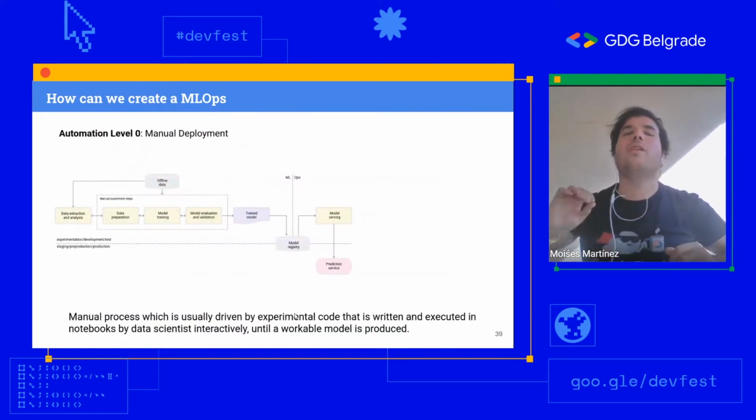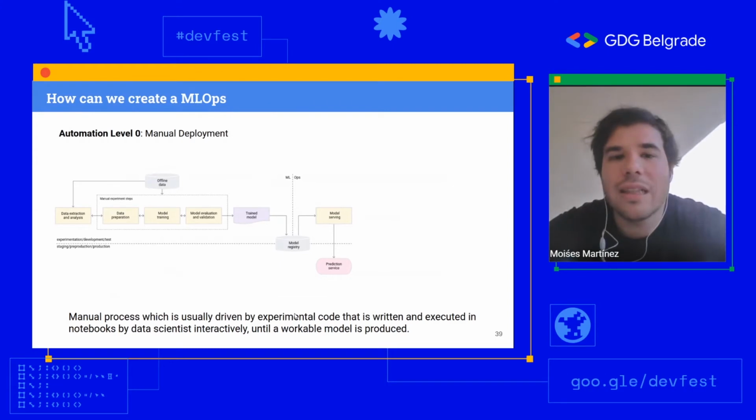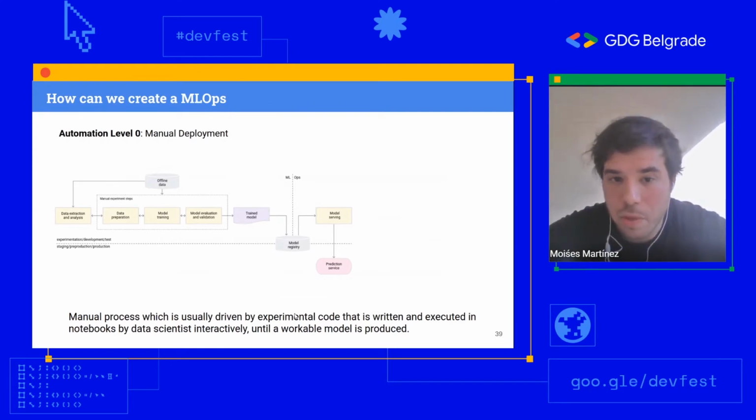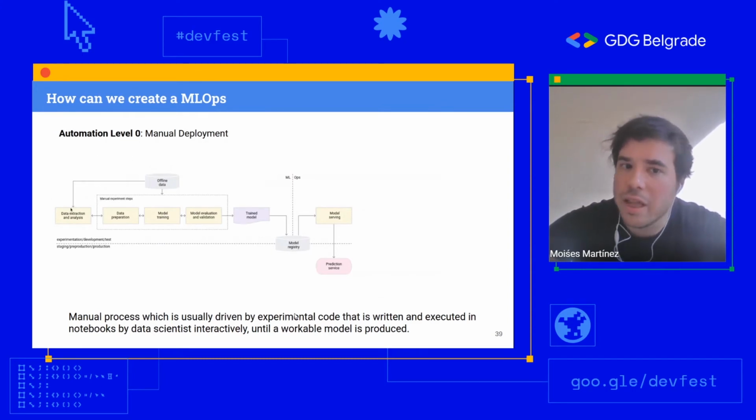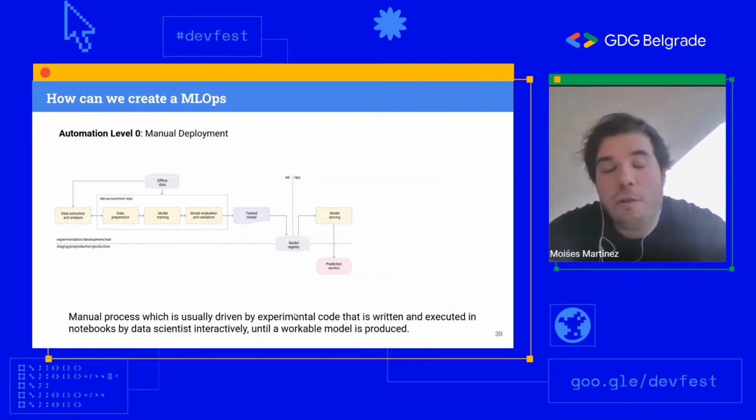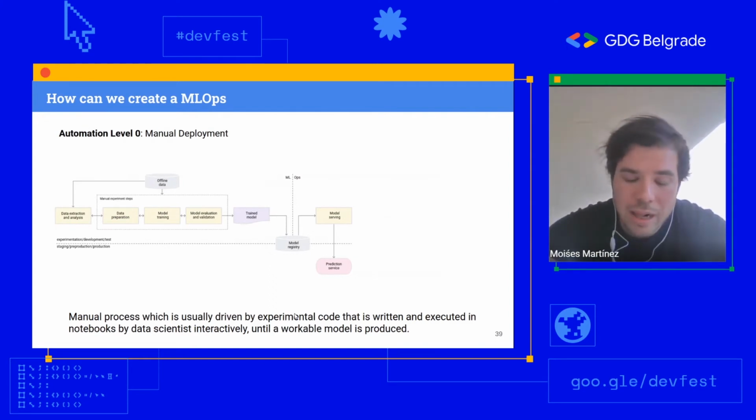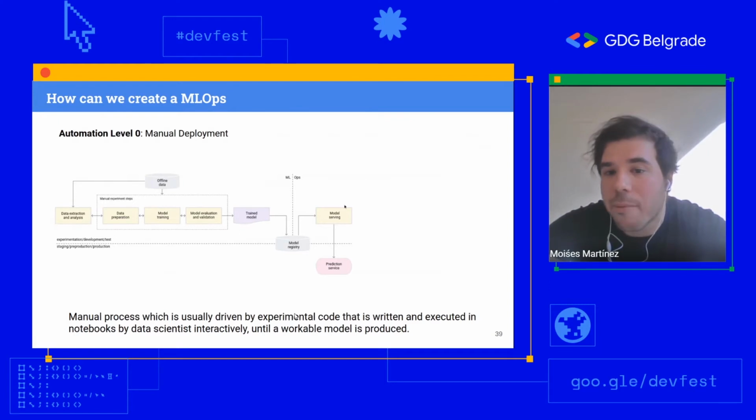The first one, automation level zero, is the manual deployment. We can create a process that generates a model. We can see here that we have data extraction, data preparation, model training, and evaluation. And we register the model in something that we call a model registry. This is something that we are going to find in different tools and in all cloud platforms to store our models. And finally, we are going to serve the model.